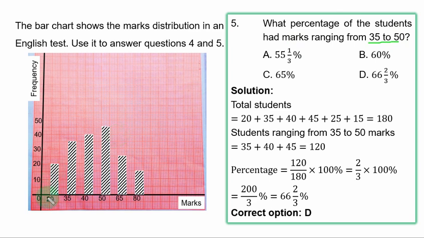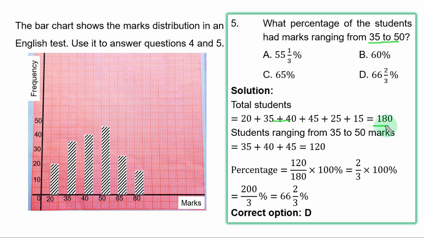Those that scored 20 marks, they are 20. Those that scored 35 marks, they are 35. Those that scored 40 marks, they are 40. Those that scored 50 marks, 45. Those that scored 65 marks, 25. Those that scored 80 marks, they are 15. So when you add together, you have 180.